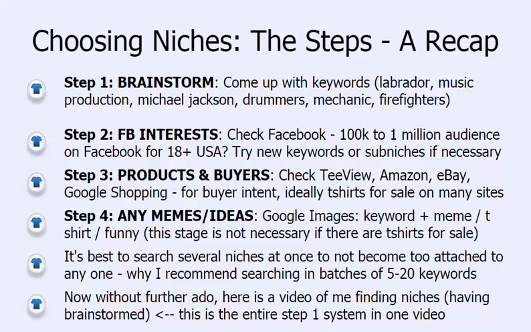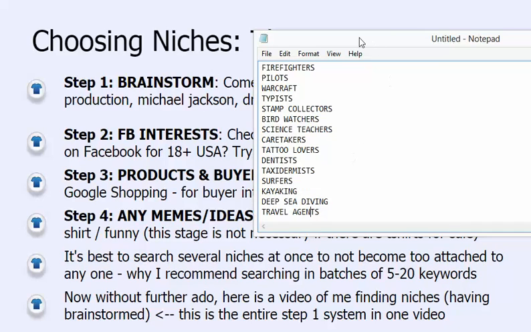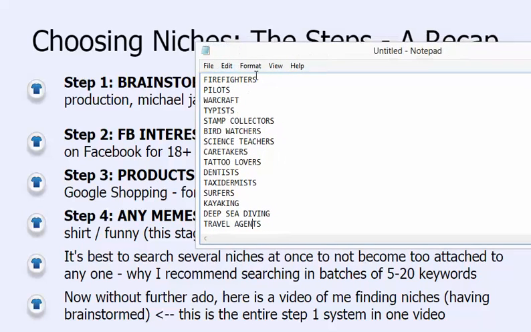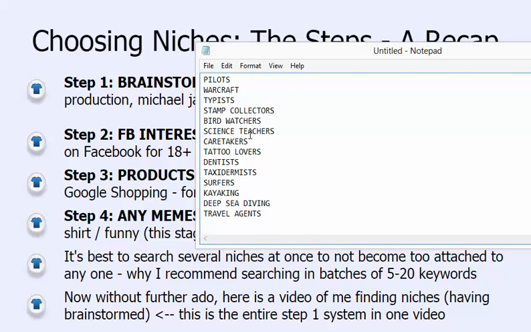So without further ado, here is a quick video of me finding niches that I've basically just brainstormed. So this is all of step one rolled into one single video. This is a list of niches that I've just kind of written down in the last sort of 10 minutes while I've had a coffee.